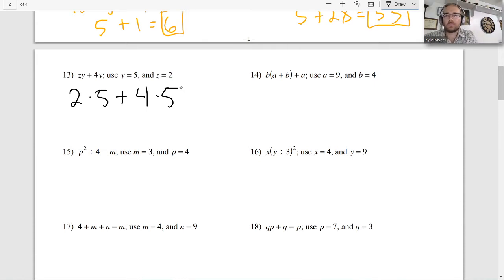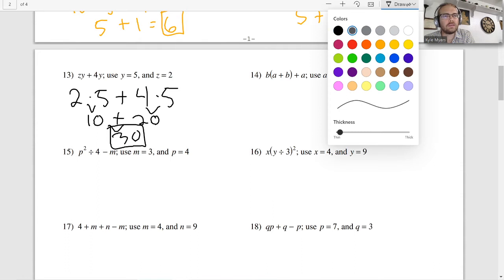So there we go. Now we're going to do PEMDAS. P-E-M, we got some M's. 2 times 5 is 10. 4 times 5 is 20. 10 plus 20 is 30. Boom, big facts. All right, so gray.